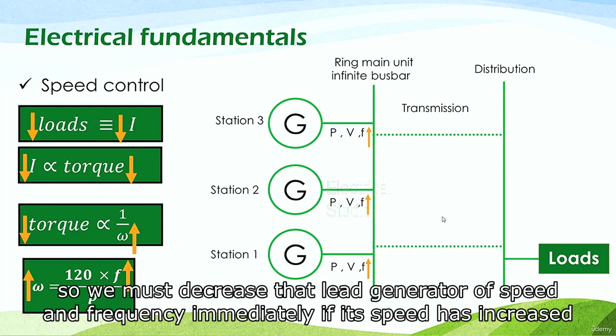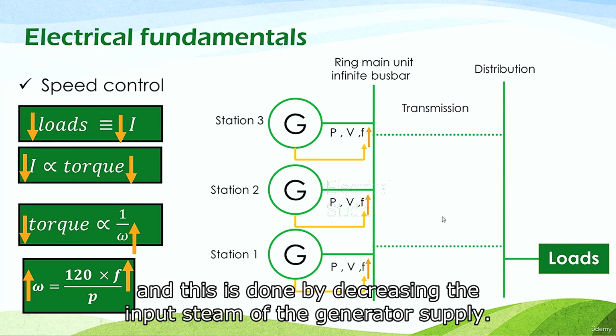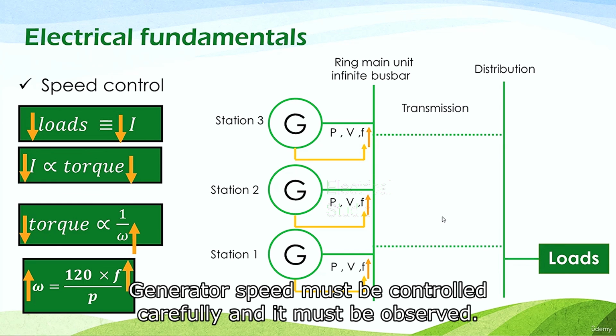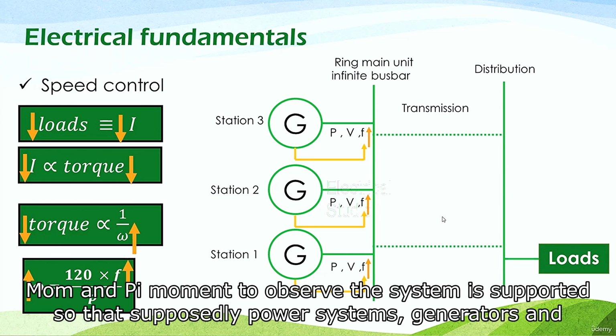So we must decrease the generator speed and frequency immediately if its speed has increased. And this is done by decreasing the input steam of the generator turbine, as we mentioned before. So in conclusion, we wanted to say that the generator speed must be controlled carefully and it must be observed moment by moment to maintain the system stability.